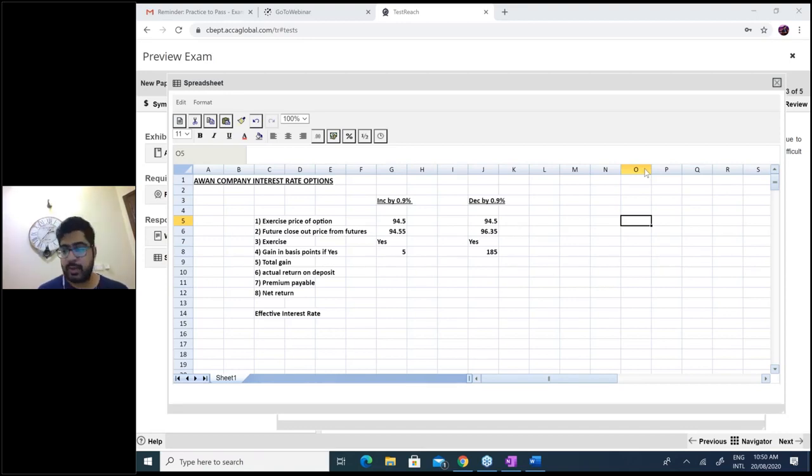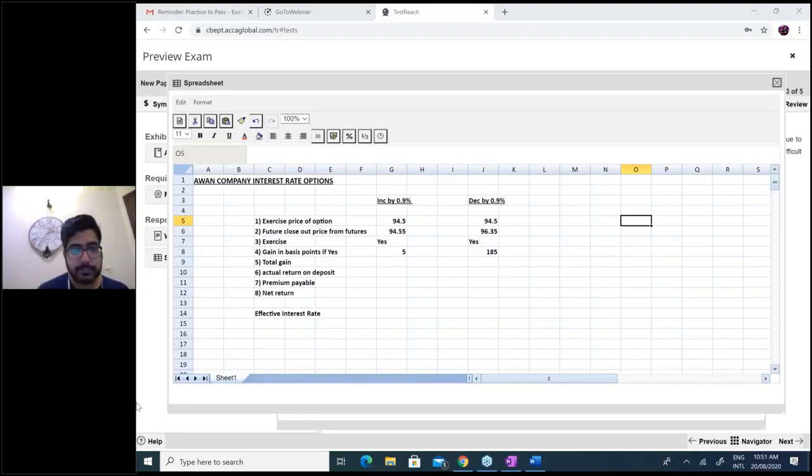So I wrote the format to get marks. The exercise price of option is, firstly, 94.5. Compare it with the future closeout price from futures, which I've already calculated. Apply the strategy to exercise, yes or no. Buy now, sell later. Buy low, sell at a higher price, yes. Gain in basis points is 0.05%, which is 5 basis points, and 1.85%, that is 185 basis points. You don't have the obligation to write in basis points, but since you're following my formats, I have designed the formulas in such a manner that only basis points would work.